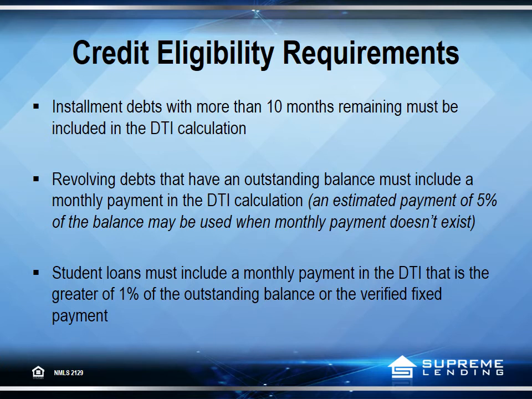Installment debts with more than 10 months remaining must be included in the DTI calculation. Revolving debts that have an outstanding balance must include a monthly payment in the DTI calculation. An estimated payment of 5% of the balance may be used when monthly payment doesn't exist. Student loans must include a monthly payment in the DTI that is the greater of 1% of the outstanding balance or the verified fixed payment.